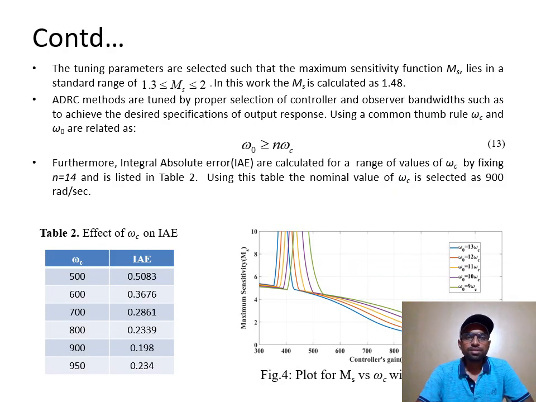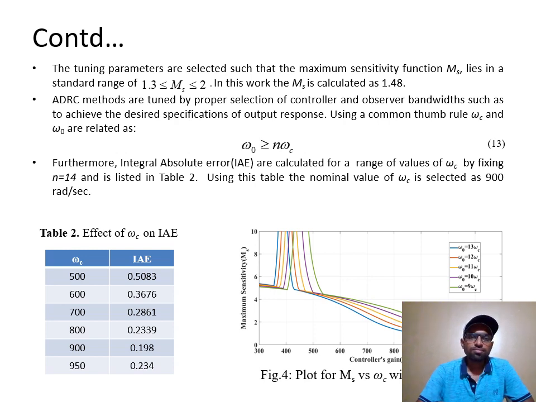So the tuning parameters are selected such that the maximum sensitivity function MS lies in a standard range of 1.3 to 2. In this work, MS is calculated as 1.48. ADRC methods are tuned by proper selection of controller and observer bandwidth, so as to achieve the desired specification of output response. There is a general thumb rule that relates omega naught and omega c: omega naught must be greater than or equal to n times omega c. So the selection of n is important here.